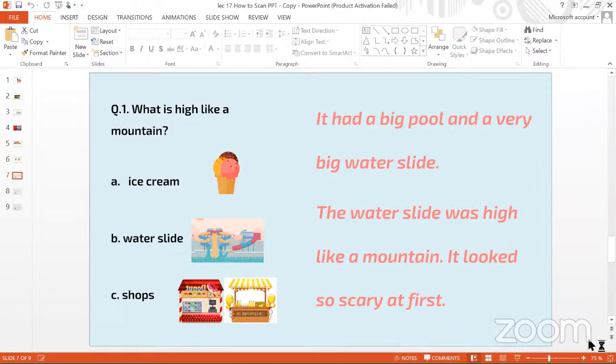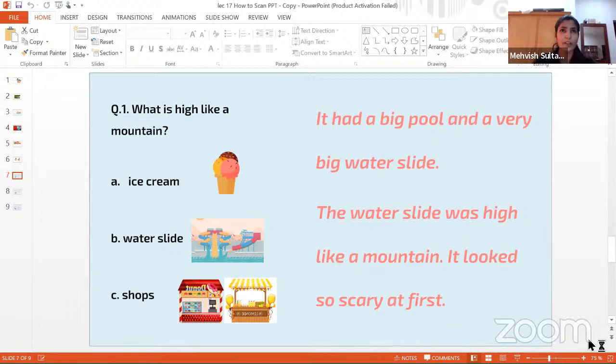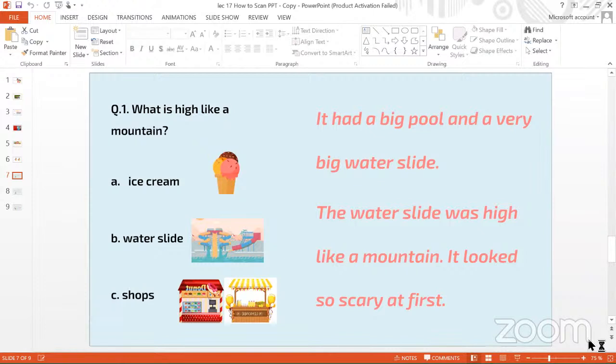What is high like a mountain? So, Omber, can you tell me, what do you think is the keyword in the question? High like a mountain. Absolutely correct.